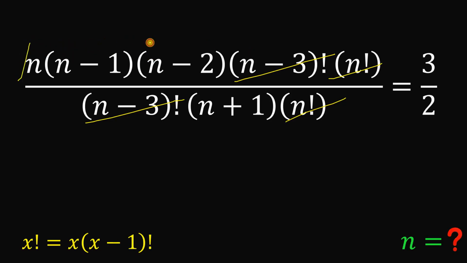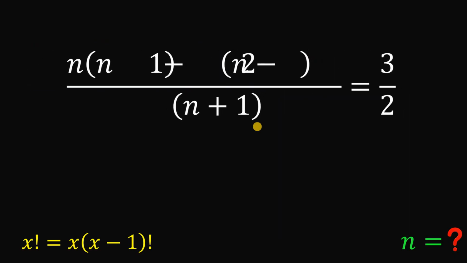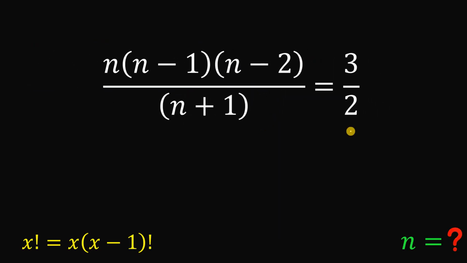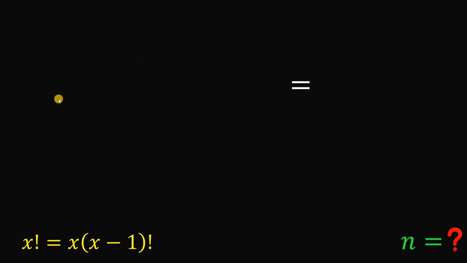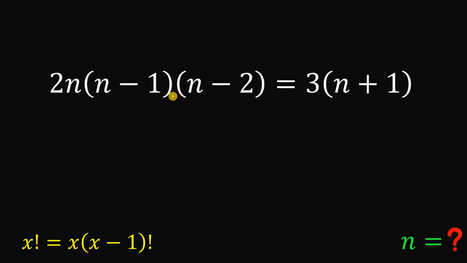So, what we're left with is n multiplied by n minus 1 multiplied by n minus 2 over n plus 1 equals 3 over 2. Next, to solve for the value of n, again, we don't have any factorial in this equation. So, what we're going to do is cross multiply. These 2 multiply on the numerator and this n plus 1 multiplied by this 3. If we do that, we get 2n multiplied by n minus 1 multiplied by n minus 2 equals 3 times n plus 1.